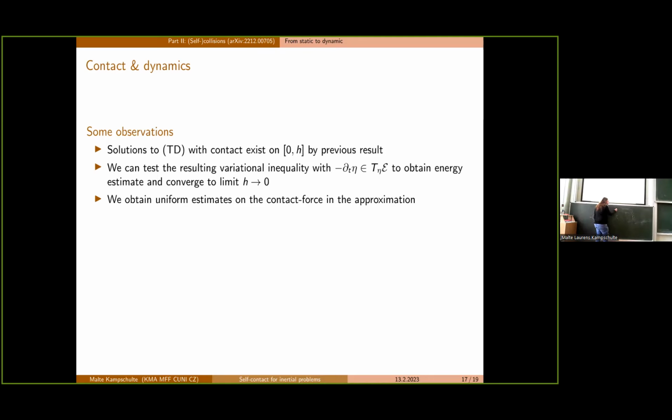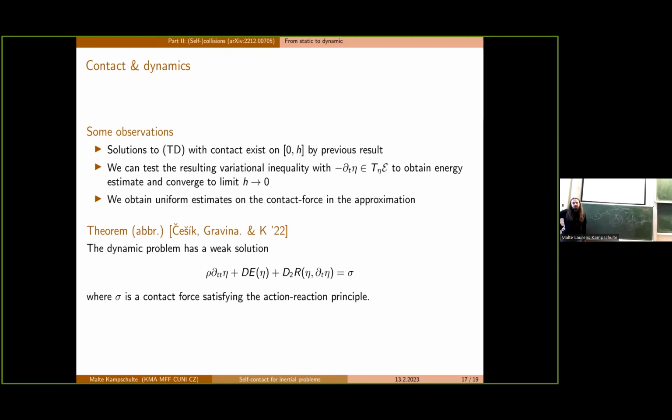If I have contact, what are some specific directions I actually have available? I want to test with the time derivative. The time derivative means I'm coming from somewhere. But that somewhere I was coming from is an admissible deformation, per definition. And so I can use this to test with the time derivative. It turns out you don't need this precisely in this form, but it's good enough. So you do the trick from before, you get the same uniform estimates.